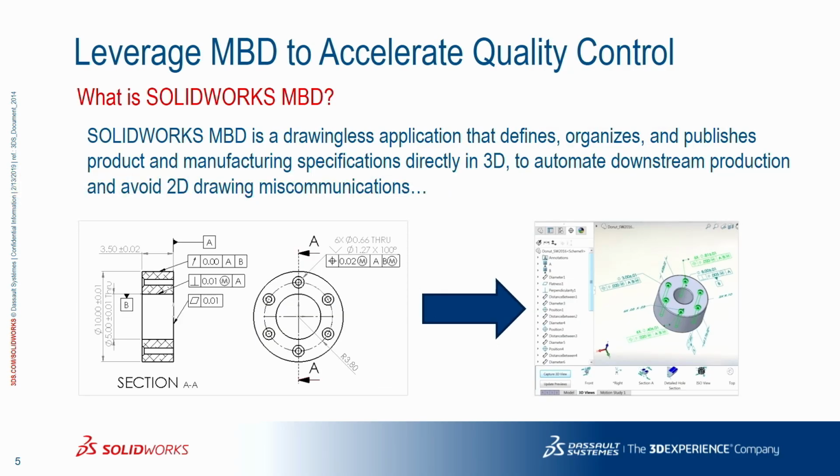So let me start by covering how we can take that 3D data and add all the information that you will need for downstream manufacturing. And this is where SolidWorks MBD, which stands for model-based definition, comes into play. It's a drawingless application that lets you define, organize, and publish your product and manufacturing information. So that means your notes, your GD&T, your hole callouts, your dimensions, and so on. So you're going to be able to define all this directly in the 3D geometry.